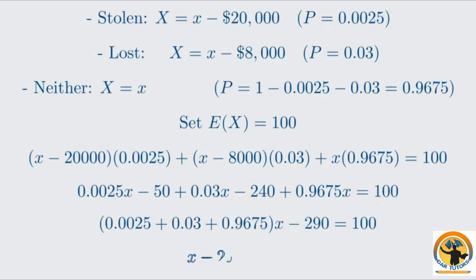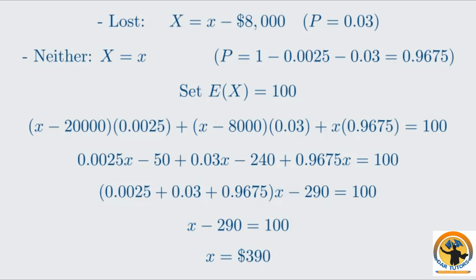Distribute the probabilities, combine the x terms, and move the constants to the right side. This gives x minus 290 equals 100. Solving for x, we find x equals 390. So, to make an average profit of $100 per policy, the company should charge a premium of $390.